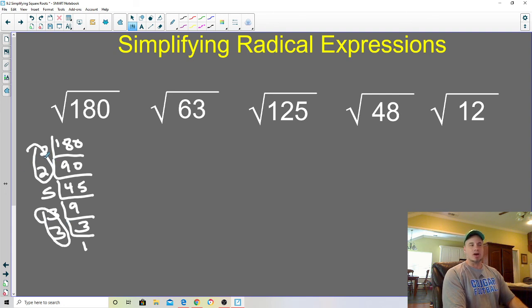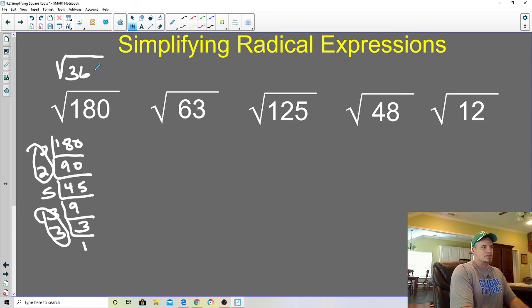What you're going to do now is multiply the numbers you circled all together. So we have 4 times 9, which is 36. And then the leftover is basically the leftover. If we had more than a 5 there, we would multiply the leftover together. But we don't. So we're going to rewrite this as the square root of 36 times 5.